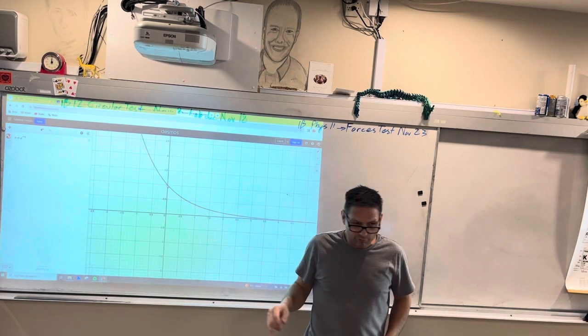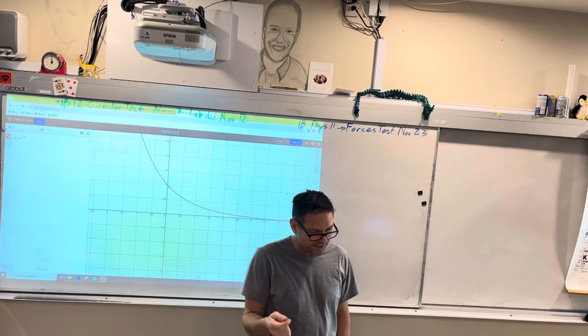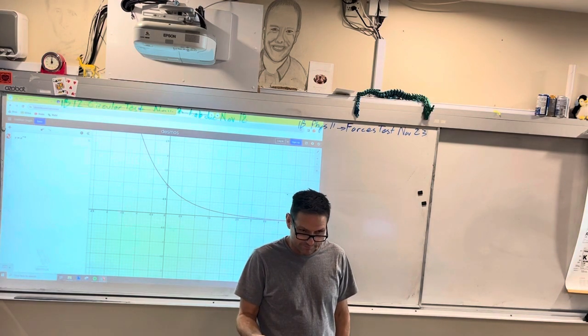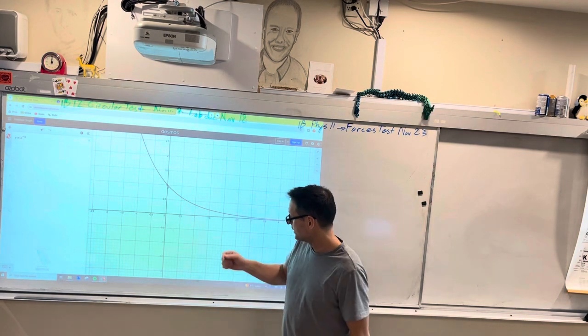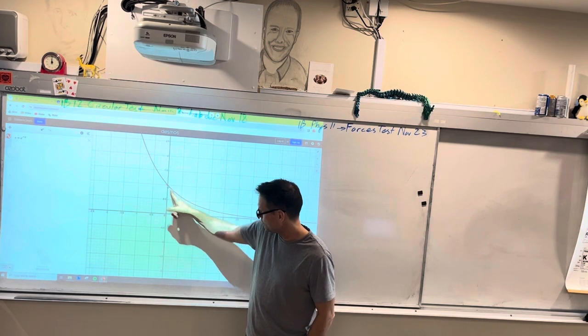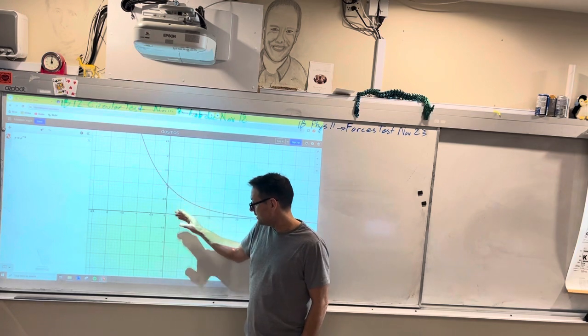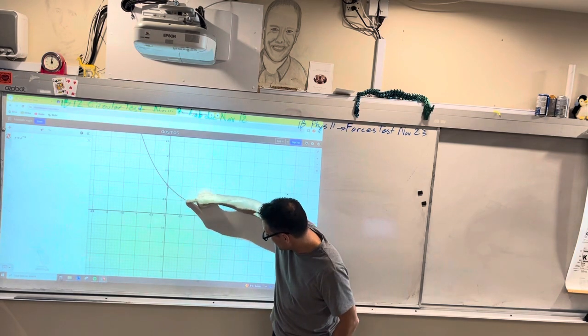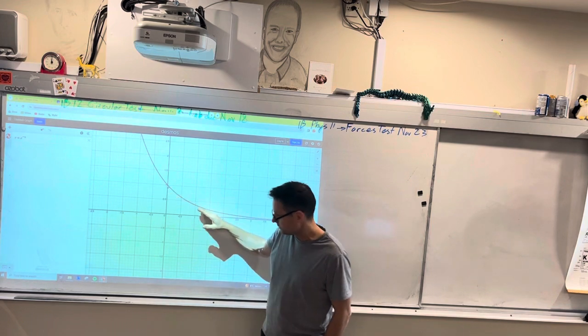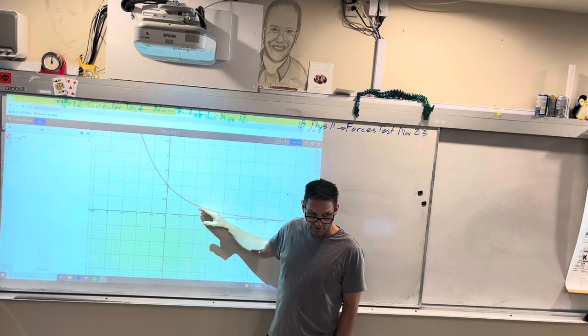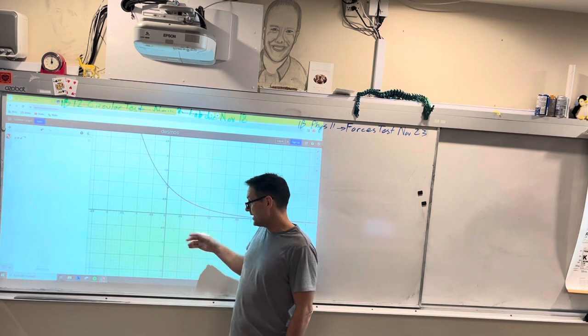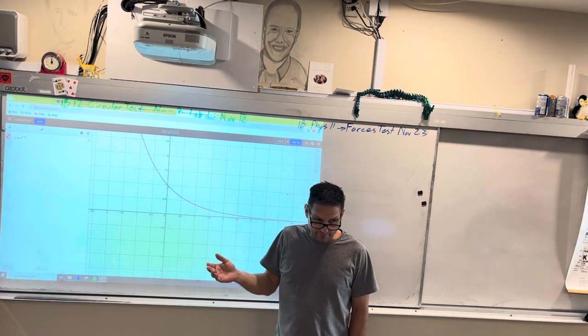The cool thing about Euler's function is that it is its own derivative. So if you look at the slope here at 1, the slope will be 1. It's negative because it's negative x, but it's negative 1. If you go to where it's 0.5, your slope will be 0.5. Okay. And that's cool because we can use it mathematically.